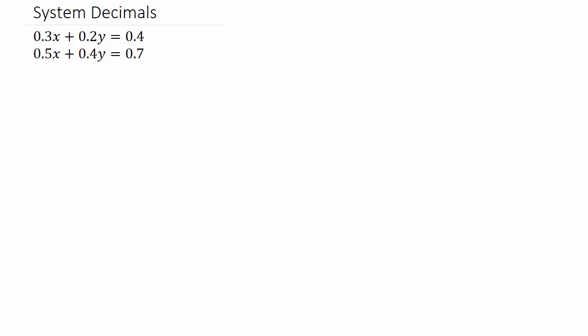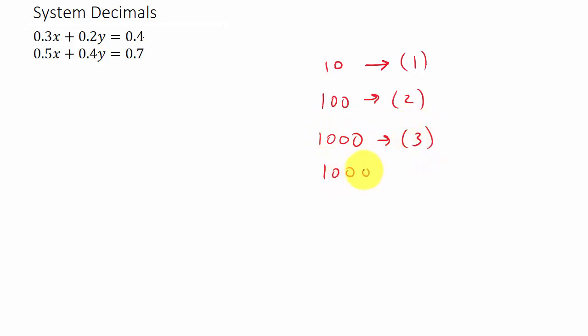We can use the addition method or the substitution method, either one. One thing you've got to know is that if you multiply a number by 10, that moves the decimal place to the right one place. If you multiply a number by 100, it moves it two places to the right. 1,000 moves it three places to the right. 10,000 moves the decimal four places to the right, and so on. However many zeros you have, that's how many places to the right the decimal moves when you're multiplying.